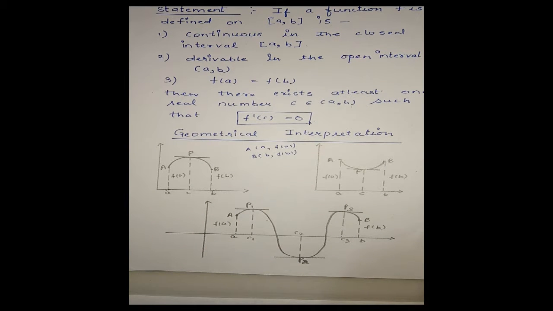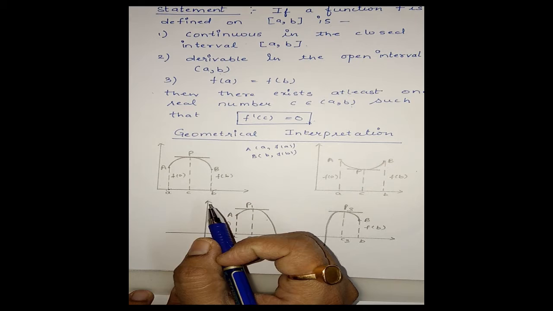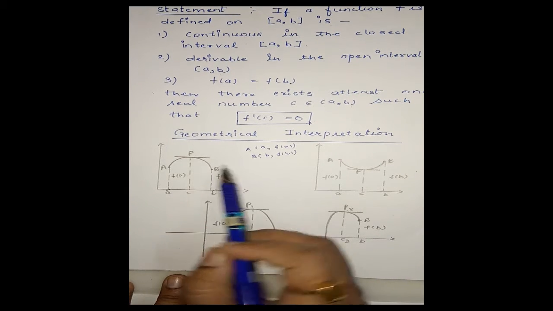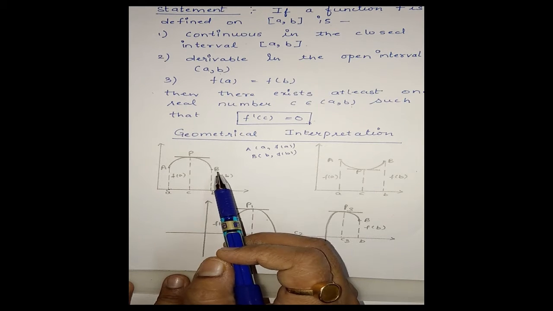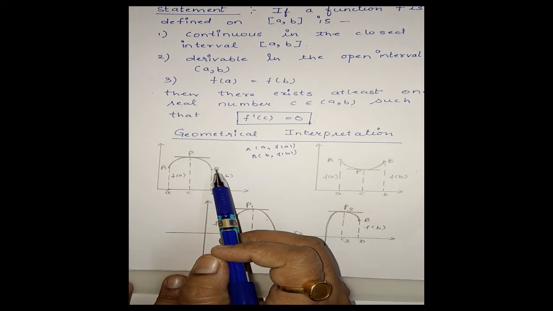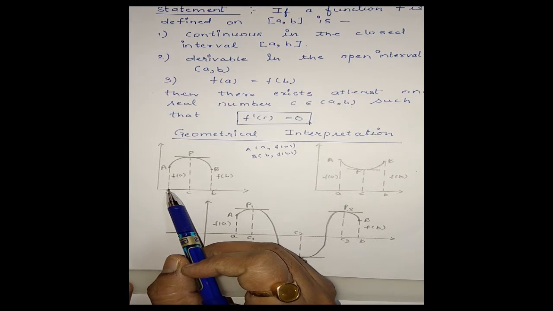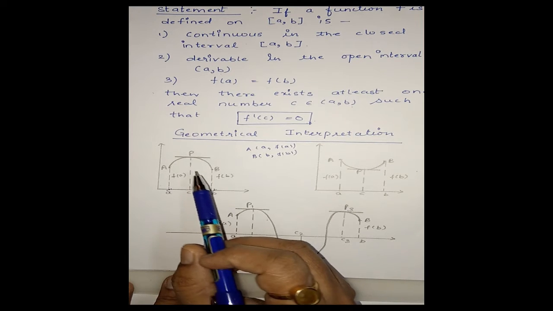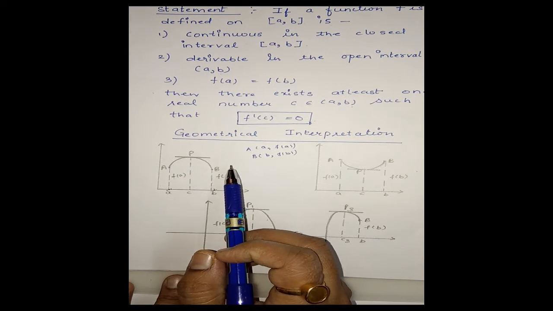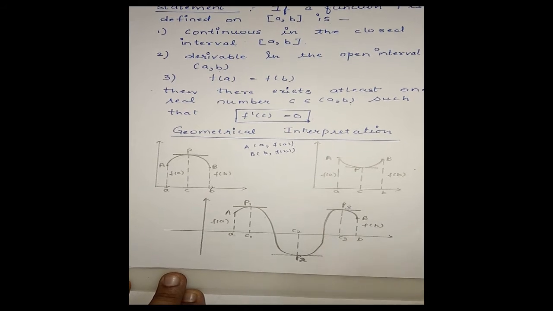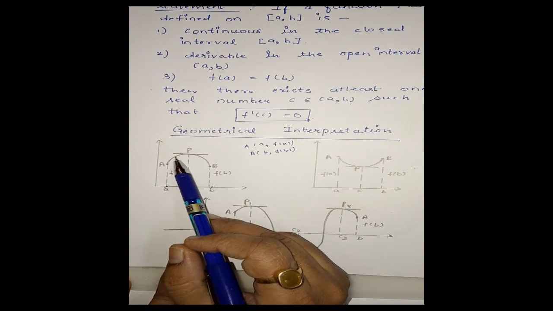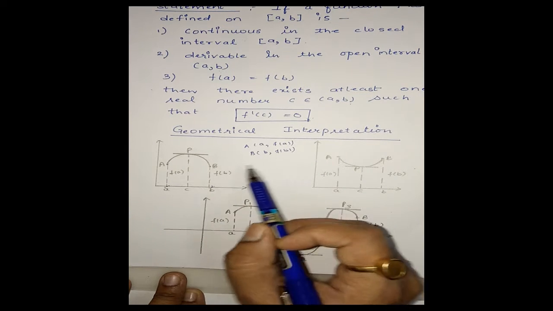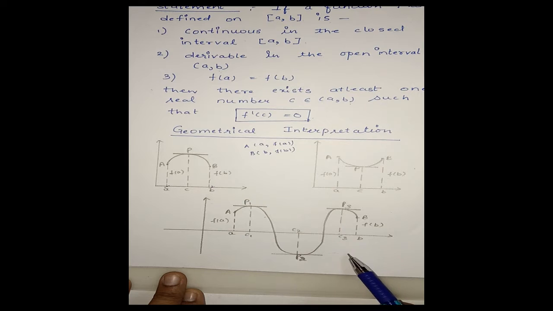Now the first condition of Rolle's theorem is that the function is continuous from a to b. It is clear from the graph that the graph is without any jump, without any gap. Therefore, the function is continuous on the closed interval [a, b]. The second condition is that the function is derivable in the open interval. We can draw a tangent at every point in the open interval. It is clear from the graph that this condition also holds in all these three graphs.